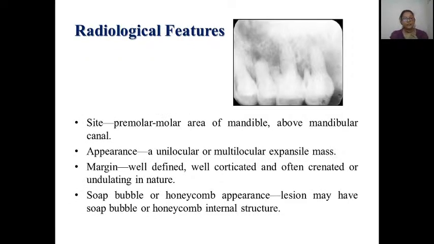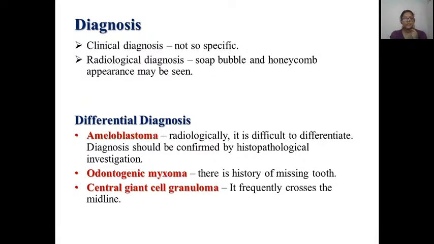When seen radiographically, as I have already told, the most preferred site is the mandible in the premolar molar area above the mandibular canal, and it appears as a unilocular or a multilocular expansile mass. The margin is well defined, well corticated, and often crenated or undulating in nature. The lesion may have a soap bubble or a honeycomb appearance. The diagnosis is clinically not specific, but radiologically we can see a soap bubble or a honeycomb appearance.